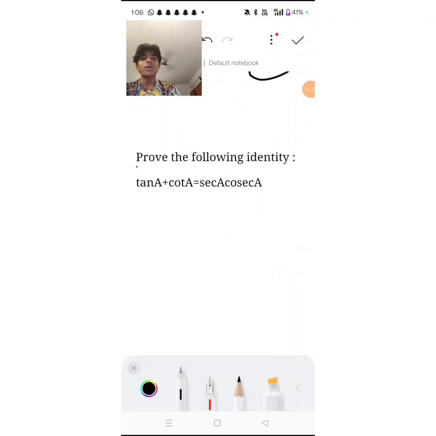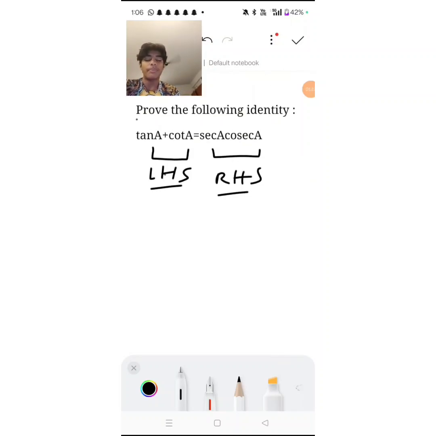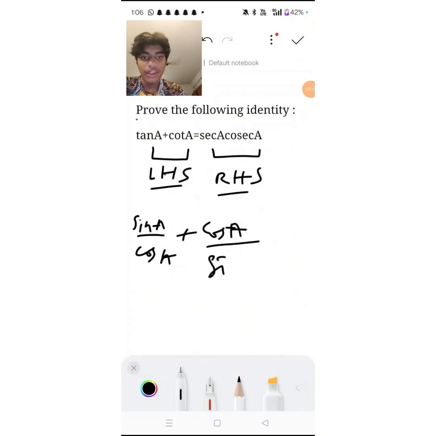Okay, now let's do some proving sums, very easy ones. Let's get started. First we have to prove tan A plus cot A is equal to secant A cosecant A. This is your LHS and this is your RHS. So tan A plus cot A, we can rewrite in terms of sin and cos: sin A upon cos A plus cos A upon sin A.